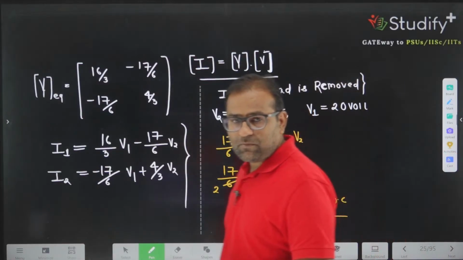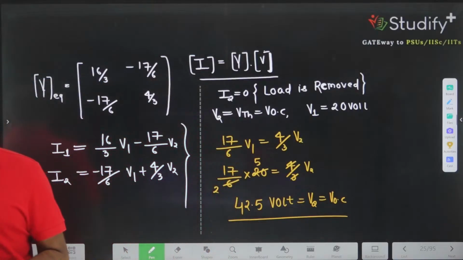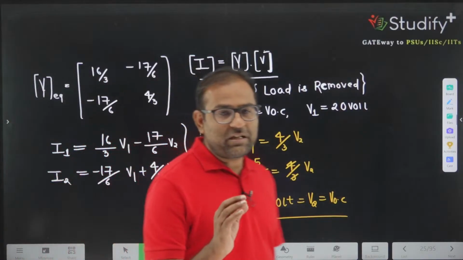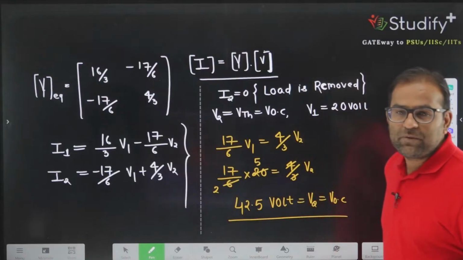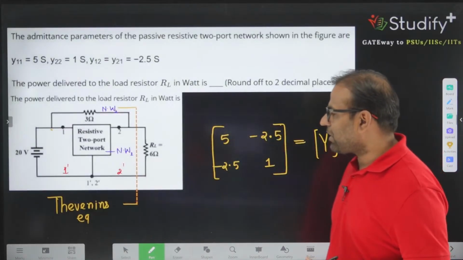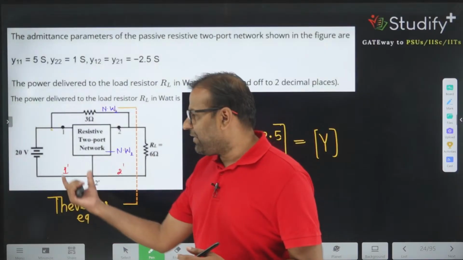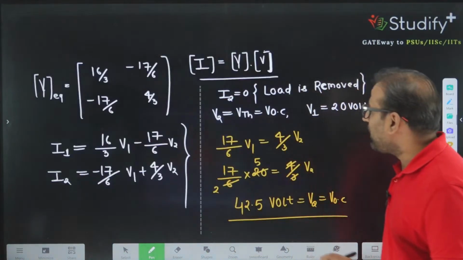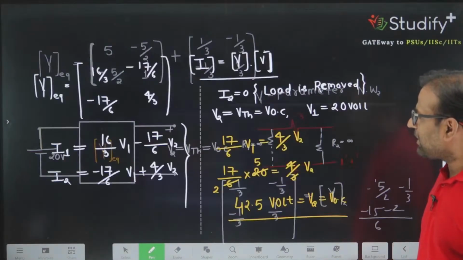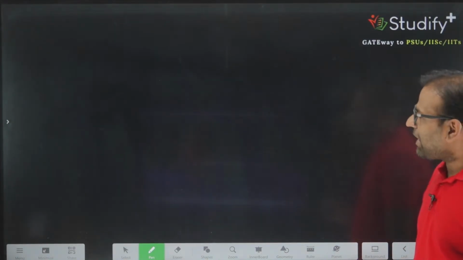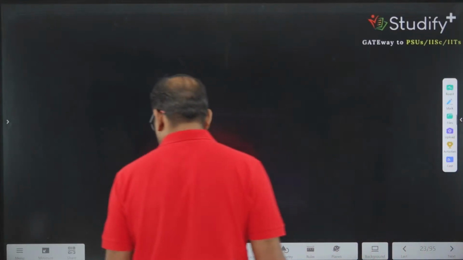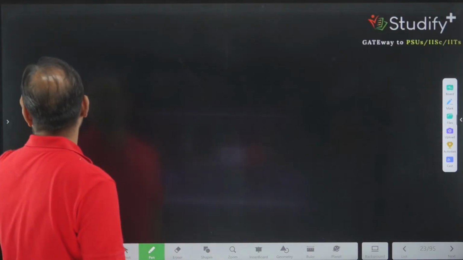Fine. Now we are interested in what? We are interested in the next parameter. Because we are calculating the Thevenin's equivalent, and VTH is given, now we are interested in RTH. So what is the theory behind calculation of RTH? How can you calculate the RTH? The theory of RTH is very simple.